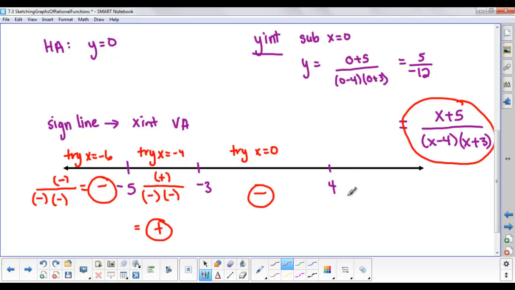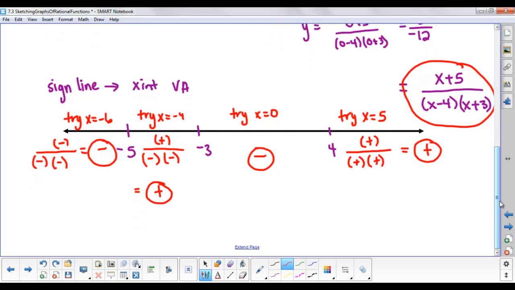And then finally, we'll pick a value that's greater than 4, so let's say 5. And then again, we'll sub in and see what we end up with. So in the numerator, 5 plus 5 is obviously a positive number, and in the denominator, 5 minus 4, and then 5 plus 3. So clearly all three values here end up being positive, so altogether we end up with a positive value. So now that we have all of that information, our x-intercepts, our y-intercepts, our vertical asymptote, horizontal asymptote, any holes, and the sign line, then now we can go ahead and graph.